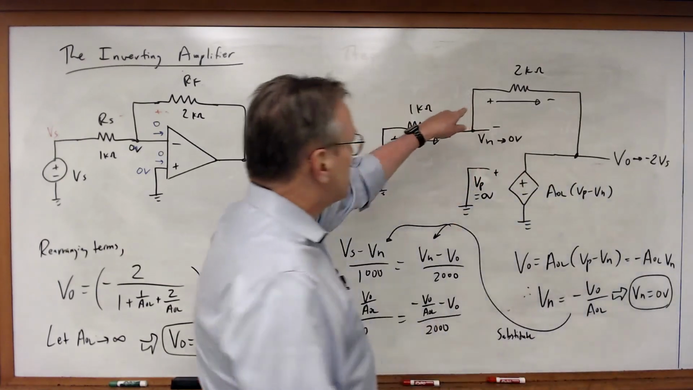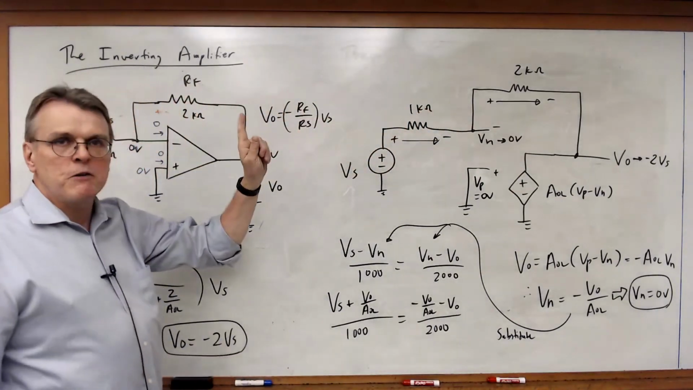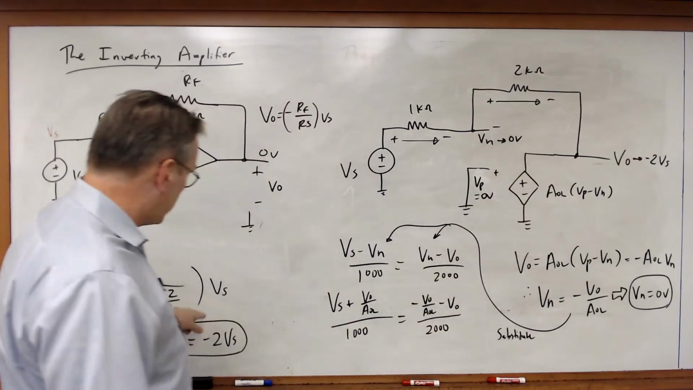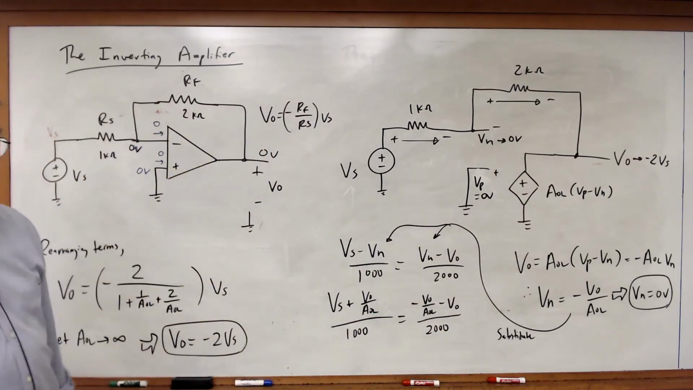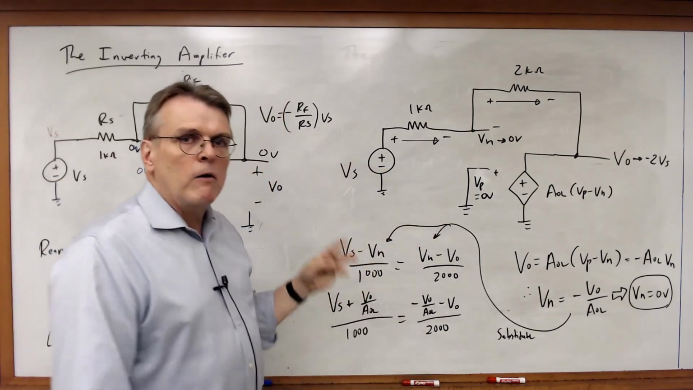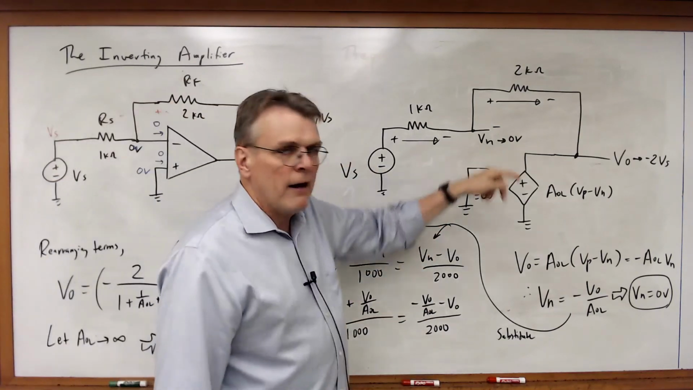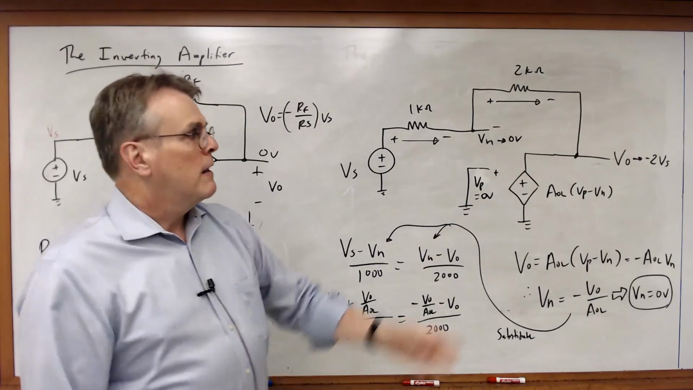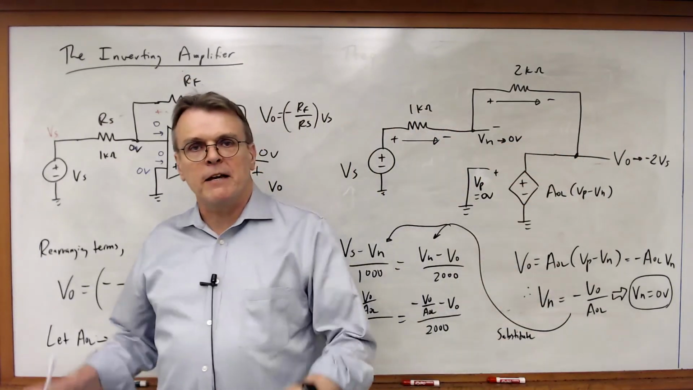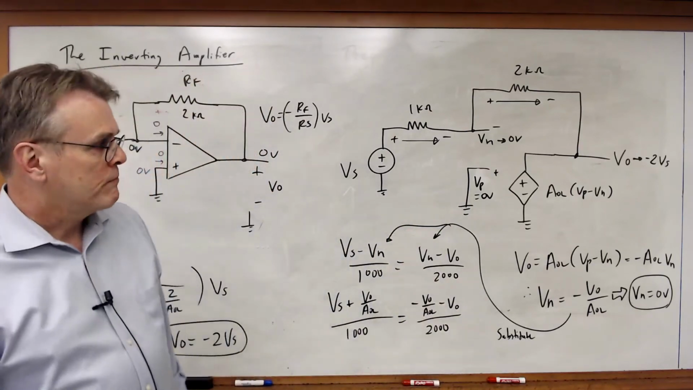The expression VO equals minus 2 Vs. If we let the open loop gain go to infinity, we get exactly the same thing we got with the ideal op amp model. So it's always useful to point out that the op amp model and the 3 rules really come right out of just standard nodal analysis. The output is simply connected to this dependent voltage source, and then everything else follows from that. Okay?